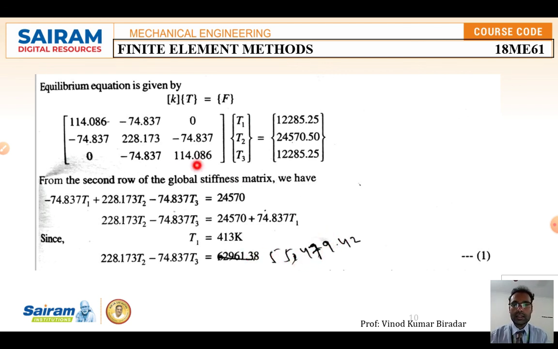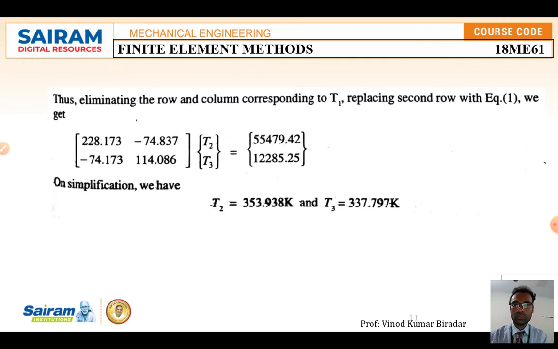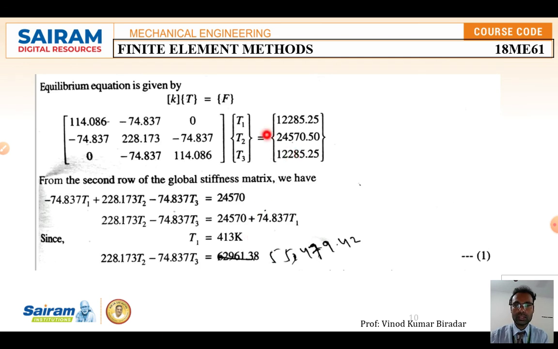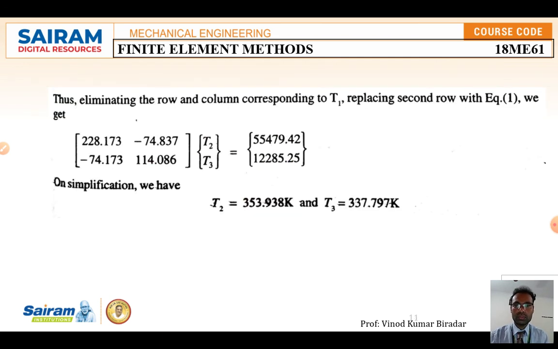Now replace the second row with equation number 1. After modification you are going to get this. Eliminating the row and column corresponding to T1 and replacing the second row with equation number 1, you are going to get this equation. After replacing the second row, you are going to get this 55. Now this is similar to what we did in the previous case.